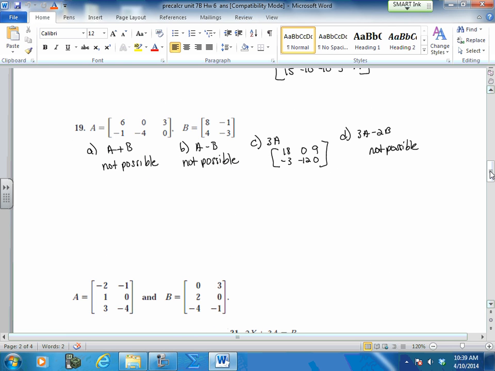Number 19, you have to tell me if these were possible. You can't add or subtract them because their orders are different. The first order is 2 by 3, and this guy is a 2 by 2. The orders have to be the same to add and subtract, if you're going to add or subtract.